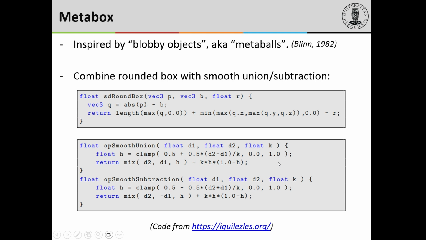So that's the rendering part. When it comes to the sculpting, I'm using something I call meta boxes, and these are inspired by blobby objects, also called metaballs. So the metabox is basically just a combination of a rounded box and a smooth union subtraction operation.